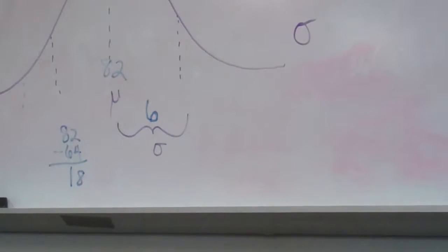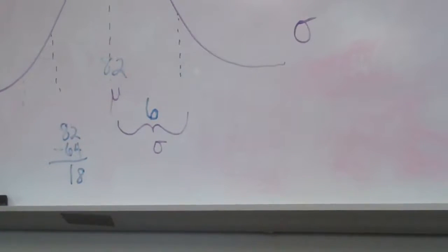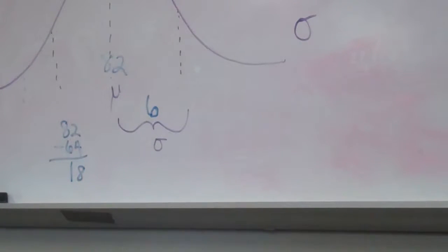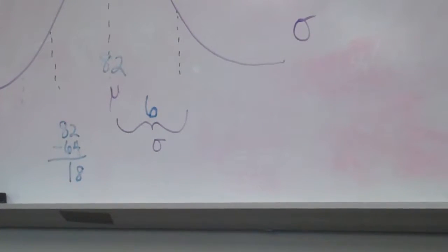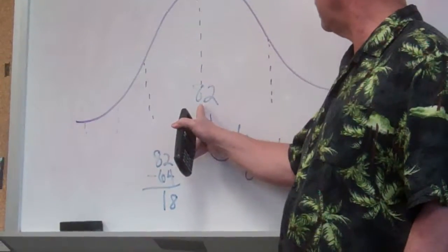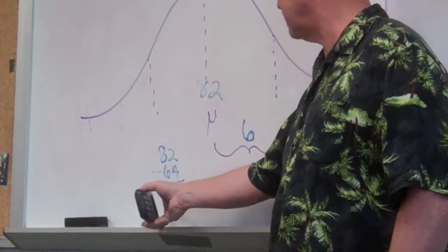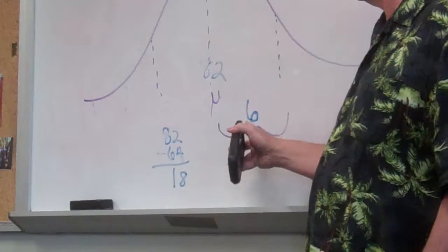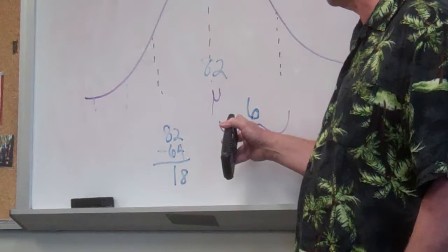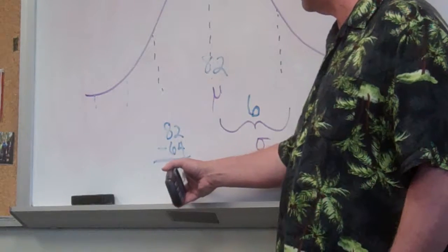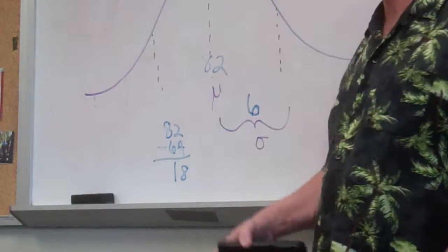So 99.7% of the time, the sound will be within 3 deviations of 82. It'll usually be within 18 of 82, right? How did you find that out? We took 64 from 82, and we got 18, so that's 3 deviations.